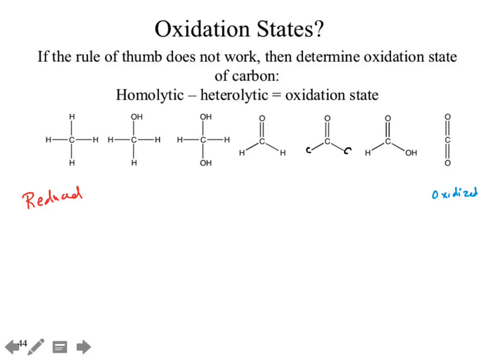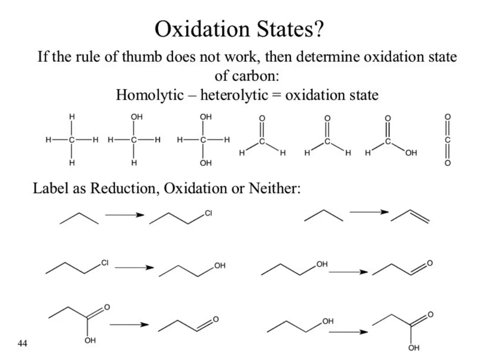Okay? So, label them: reduction, oxidation, or neither. We'll number these. Left column, 1, 2, 3. Right column, 4, 5, 6. Number 1: this is an oxidation. What happened? We've lost a hydrogen and we've replaced it with a chlorine. We've increased the bonds to an electronegative atom. We've also decreased the number of hydrogens. Okay, next one.